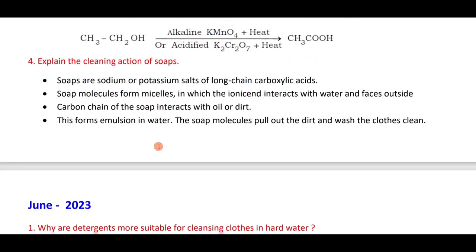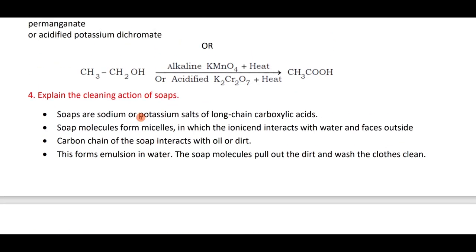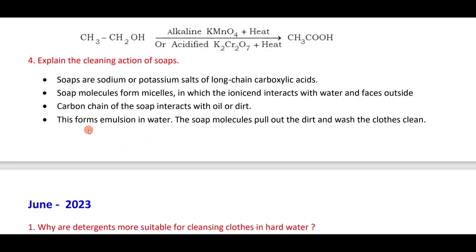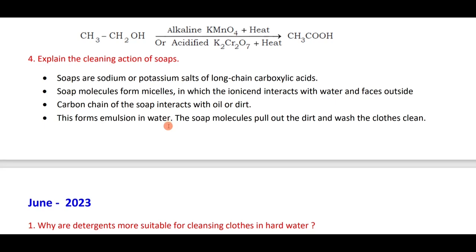Explain the cleansing action of soap. Soaps are sodium or potassium salts of long chain carboxylic acid. Soap molecules form micelles in which the ionic end interacts with water and faces outside. The carbon chain of the soap interacts with the oil or the dirt. See, the structure of micelle has two ends, ionic end and a carbon chain. Ionic end reacts with water, whereas the carbon chain reacts with the oil or dirt. This forms emulsion in water. Therefore, the soap molecules pull out the dirt and wash the clothes clean.